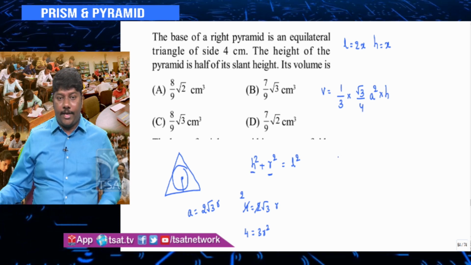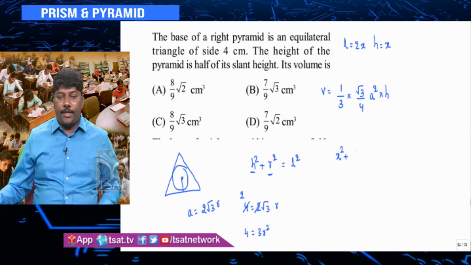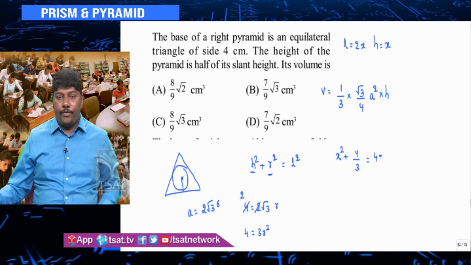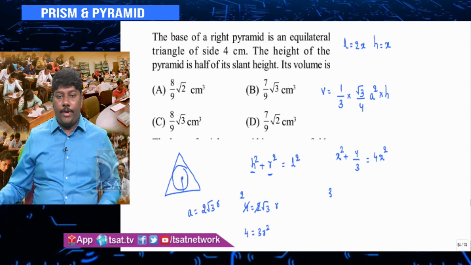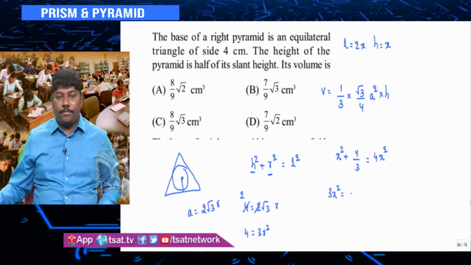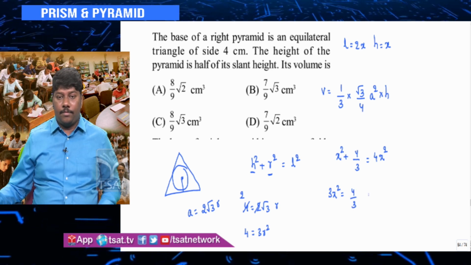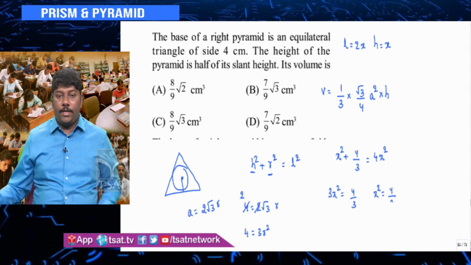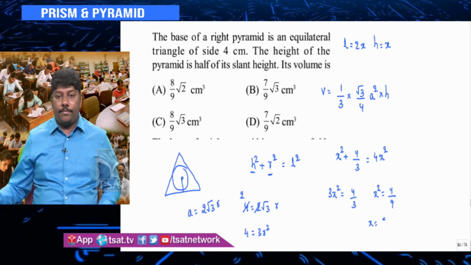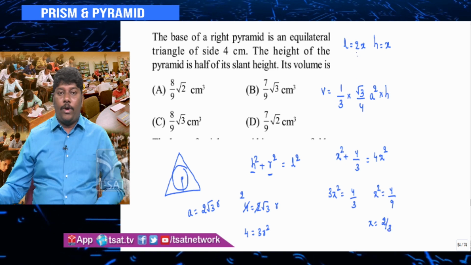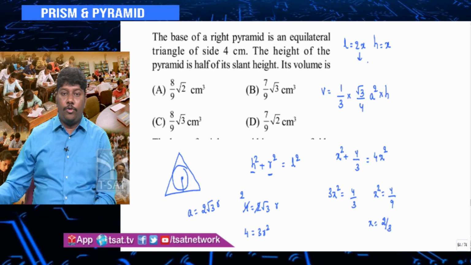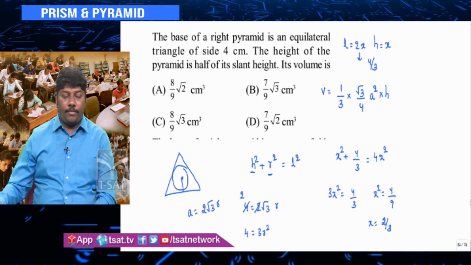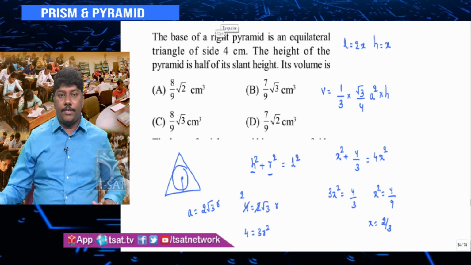h square is nothing but x square plus 4/3, which equals L square, that is 4x square. So 3x square is equal to 4/3, x square is equal to 4/9. Therefore, x is equal to 2/3. What is the slant height? 2/3 into 2, that is 4/3. But we do not need the slant height, the h value is enough.